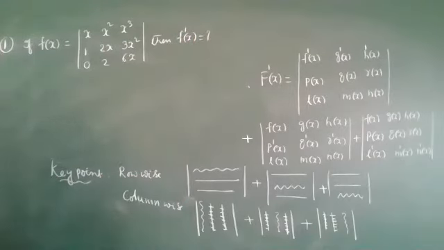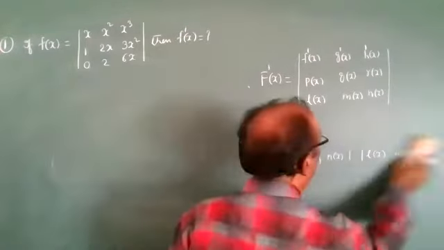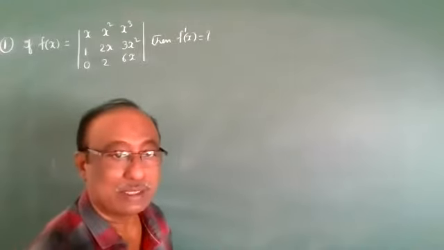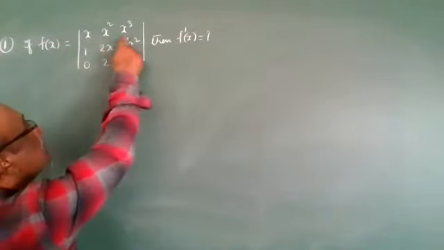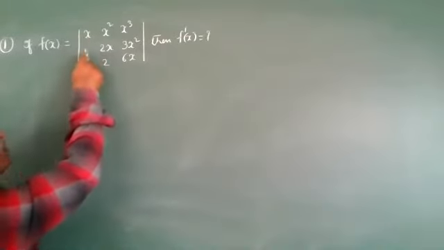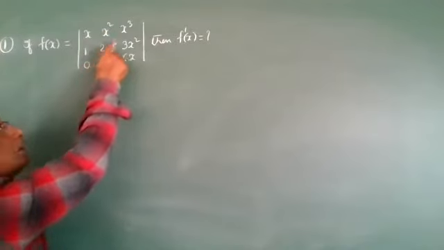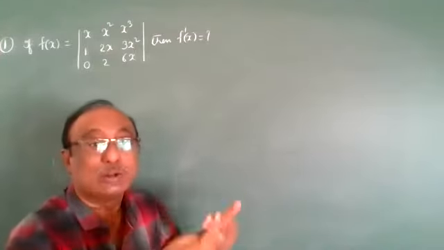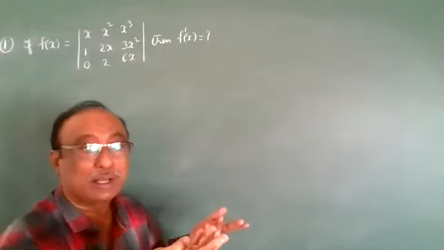Now see everyone. Whether to apply the derivative row wise or column wise, that is the main point. For row wise, the derivative of x is 1 in the second row, the derivative of x square is 2x, and the derivative of x cube is 3x square. If we apply the row wise derivative, then two rows are equal. So apply the row wise derivative. Don't apply the column wise derivative.